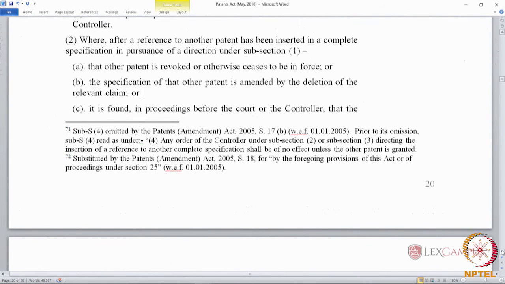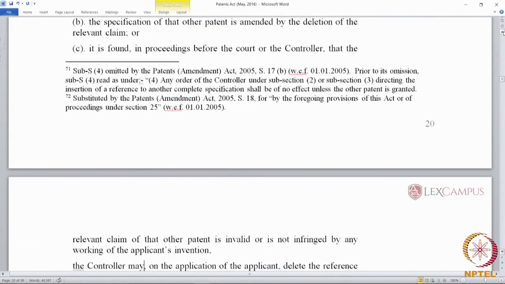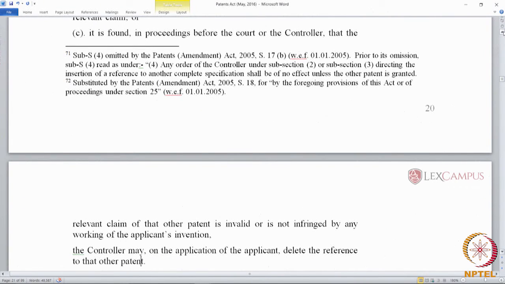The relevant claim, I told you in 19 the controller does a claim to claim mapping. What is claimed in this invention is also claimed in another invention. So, if you work this invention, if you put this invention to practice, it will infringe the earlier patent. Now, that claim was dropped, that specification was amended and this relevant claim, which was the cause for the infringement, was deleted. 2C says that if in a proceeding before the court or the controller, and we understand this court to include also appellate board, that the relevant claim of the other patent is invalid or is not infringed by the working of the applicant's invention.